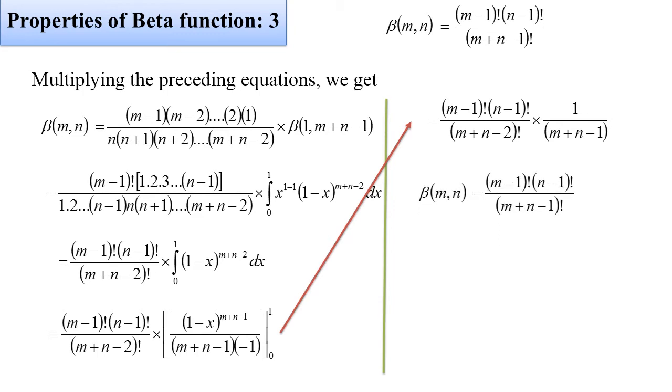So β(m,n) equals (m-1)! (n-1)! upon (m+n-1)!. This we get, the result we have proposed in property 3.